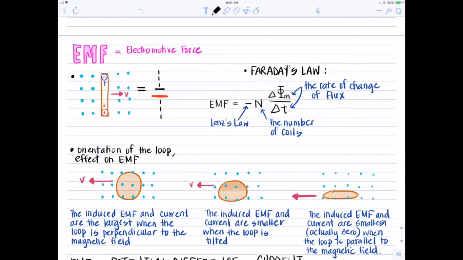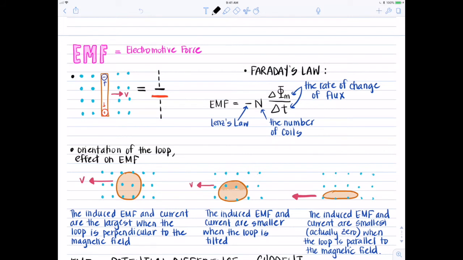Now remember, one of our definitions for flux was the number of field lines that intersect our cross-sectional area at a 90-degree angle. And so when we are calculating flux, we use cosine theta. We only use the component of the field lines. So if B is the field lines, we only use the component of the field lines that is indeed perpendicular to our cross-sectional area.